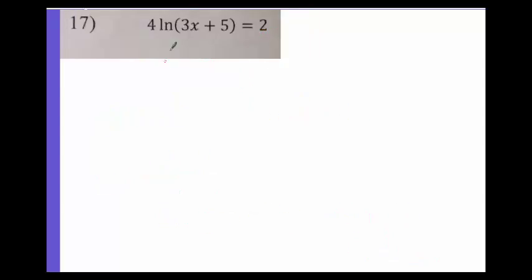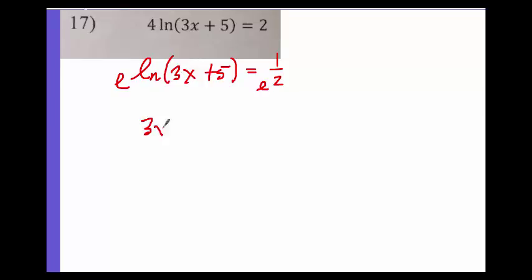Alright, 17, we have to use the properties of e to really get this. So the first thing we're going to do is divide out the 4. So I have natural log of 3x plus 5, and we divide both sides by 4, which is going to equal 1/2. Then we do e on both sides so that it'll cancel, so I can do e to the natural log and e to the 1/2, and that would give me 3x plus 5 equals e to the 1/2 power.